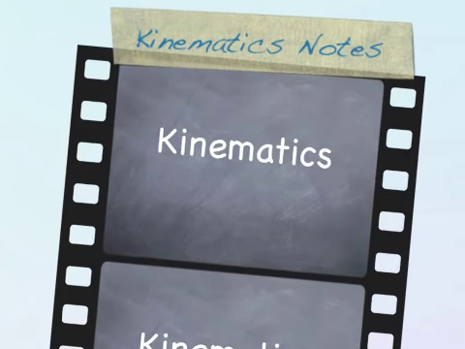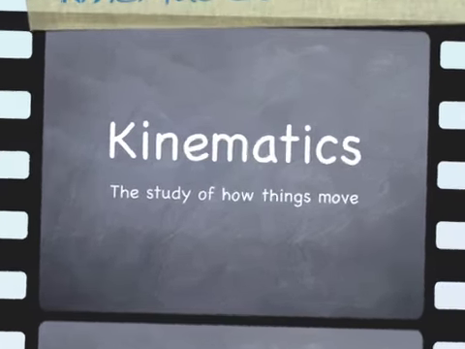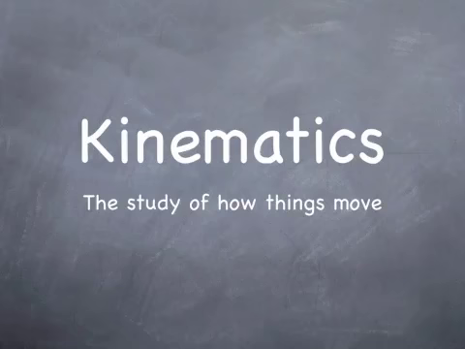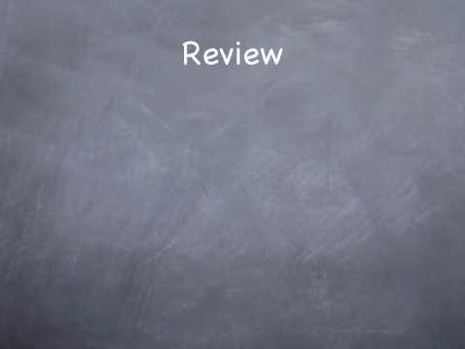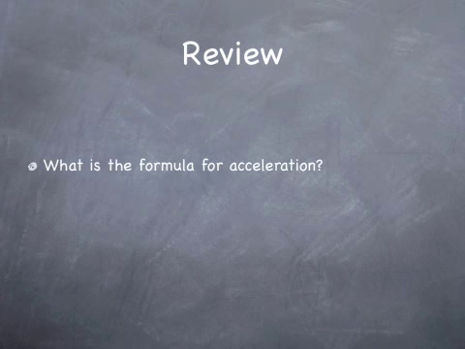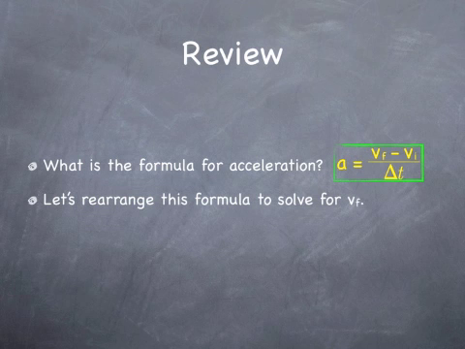Today's topic is kinematics. Kinematics is the study of how things move. Let's review for a moment. What is the formula for acceleration? That's right. It's a equals v final minus v initial over delta t. Let's rearrange this formula to solve for v final.